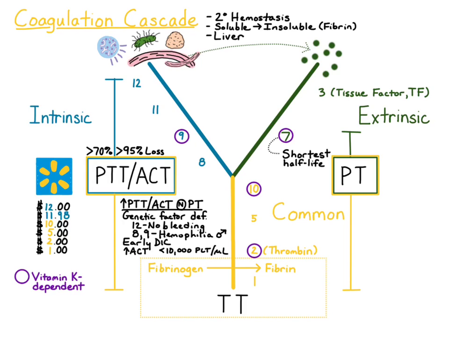And that's because the ACT test is run on whole blood and it requires platelets for the test to actually work. The PTT test, however, is run on citrated plasma, and it just requires plasma in the absence of platelets to function. So that's it for this video. I'm going to pick up the next video with the extrinsic pathway.